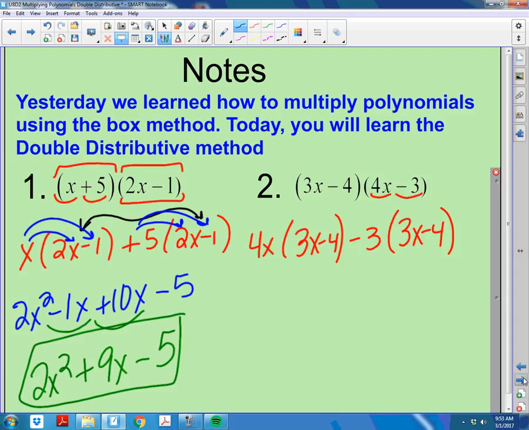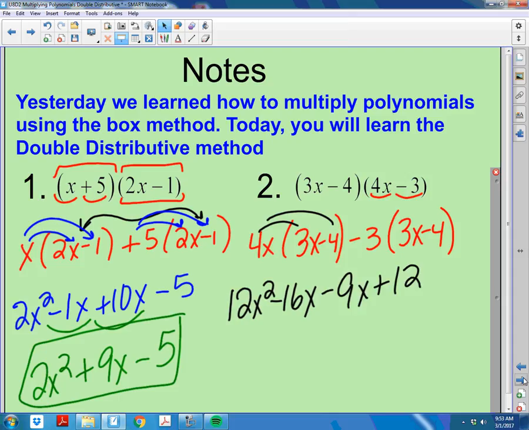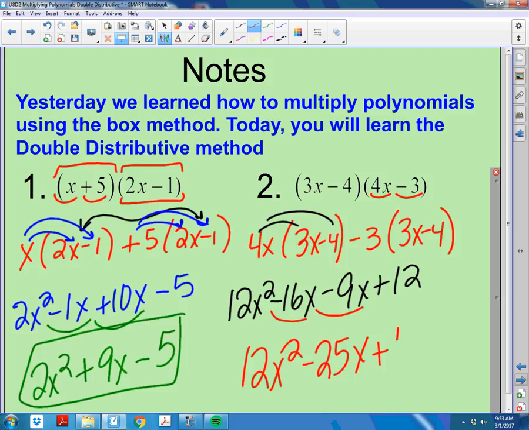Now I have double distribution, right? I have distribution twice. So we do this first, which gives us 12x squared. What's 4x times negative 4? Negative 16x, done there, minus 9x, plus 12. If we did it properly, we have these middle like terms. So we end up with 12x squared. What's negative 16x minus 9x? Negative 25x plus 12. And there we go.